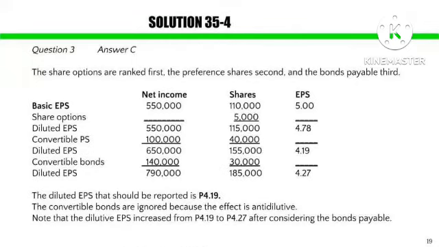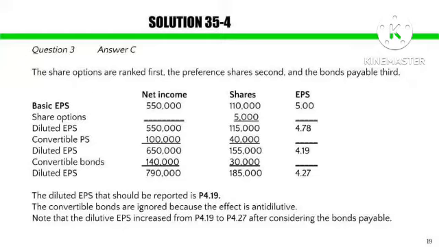For the next question po, meron po tayong sinusunod na ranking dito. The share options are ranked first, the preference shares second, and the bonds payable third. Ang nirarank first po is yung may lowest na contribution in terms of incremental per shares. Nanguna po ang share options. Why? Kasi po yung share options daw po is walang effect sa net income. So, 0 po ang magiging incremental per shares niya kasi 0 divided by 5,000 is 0.